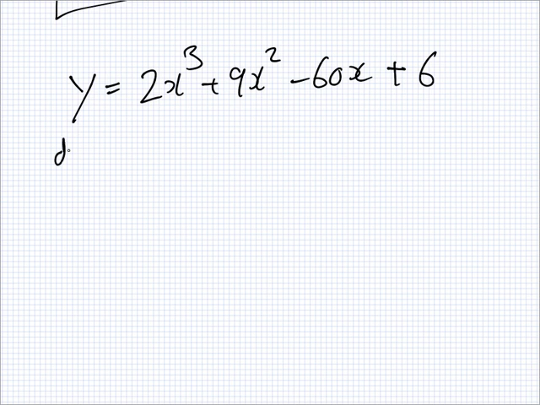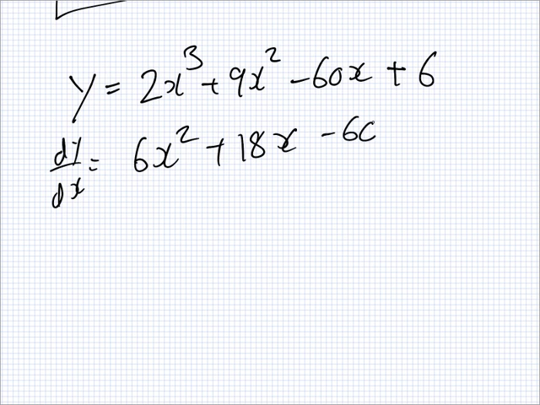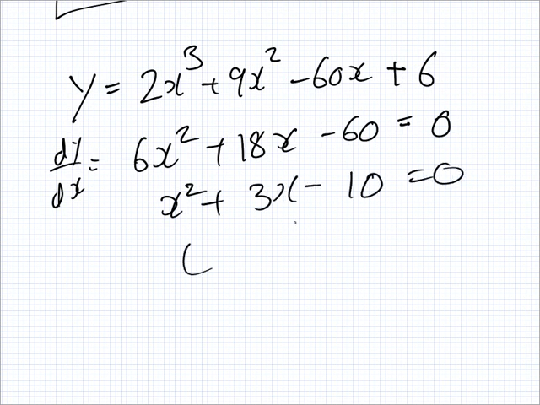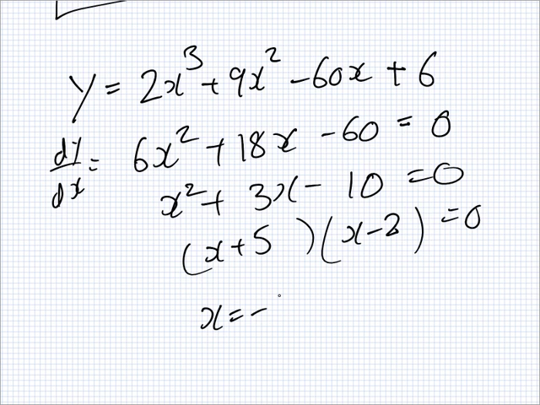So, the derivative here is 6x squared plus 18x minus 60 equals 0. So if I divide by 6, I get x squared plus 3x minus 10 equals 0. 5 and 2, right? x plus 5, x minus 2. So x equals minus 5 or x equals 2.